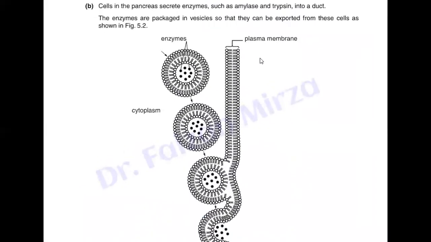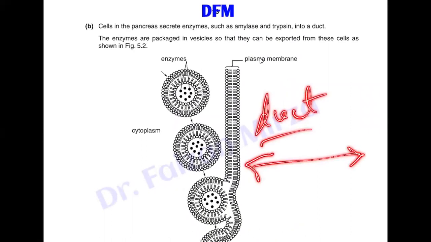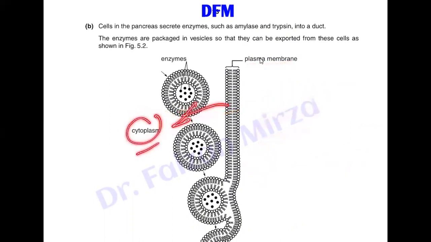Further, the question goes to how exocytosis occurs. They are showing to you the secretion of amylase and trypsin into a duct. So this is the duct outside the cell. This region is the duct. This is the plasma membrane of the cell. This is the cytoplasm of the cell. Since the cytoplasm is shown on this side of the membrane, then obviously the opposite side should be the duct. So this is the link here.